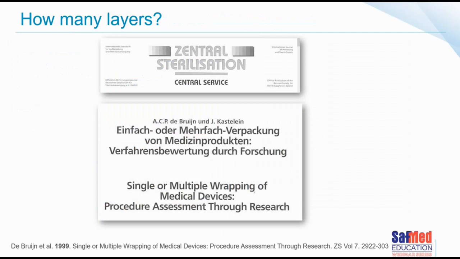So one of the interesting papers to look at is this from De Bruyn et al., published in 1999. And here's the title. Remember, this is from Central Sterilization, a German publication that's published in both English and German. So hence the English may be a little tricky, and De Bruyn et al., to the best of my knowledge, are Dutch. Single or multiple wrapping of medical devices, procedure assessment through research. So let's go through this paper and understand what De Bruyn et al. understood of how many layers of wrapping or sterile barrier systems we need when wrapping our medical devices.